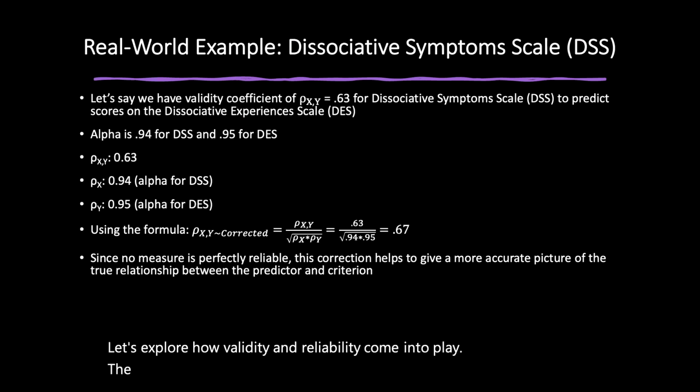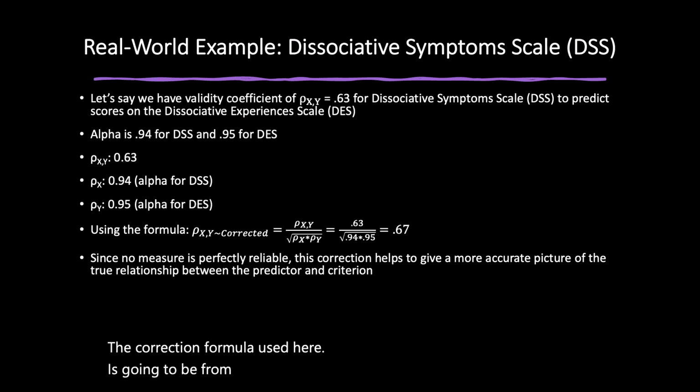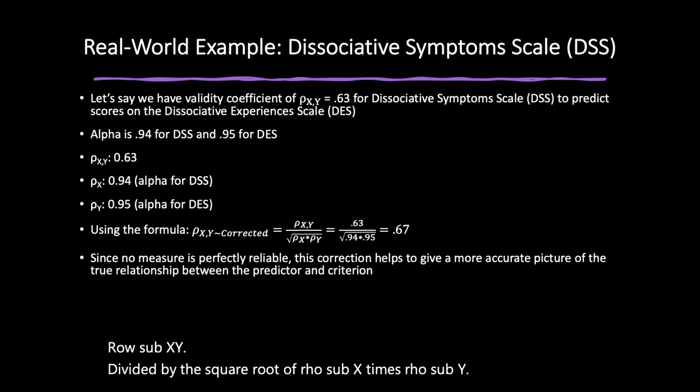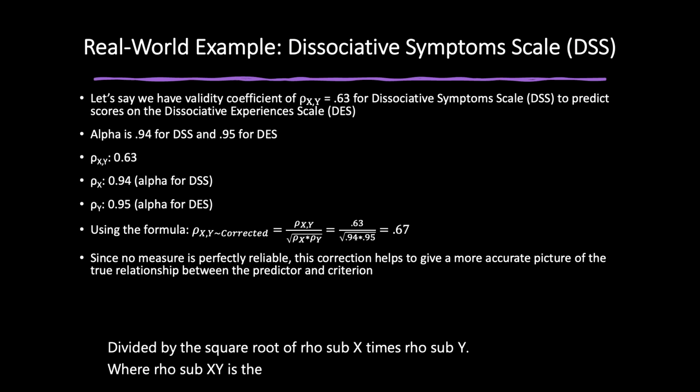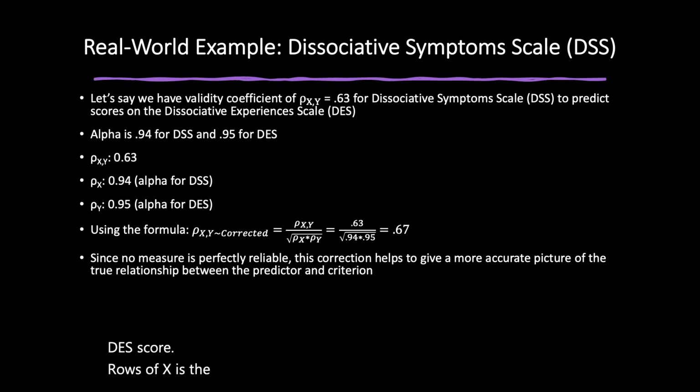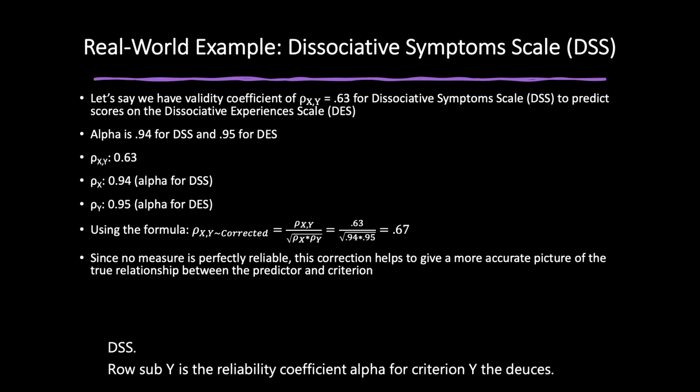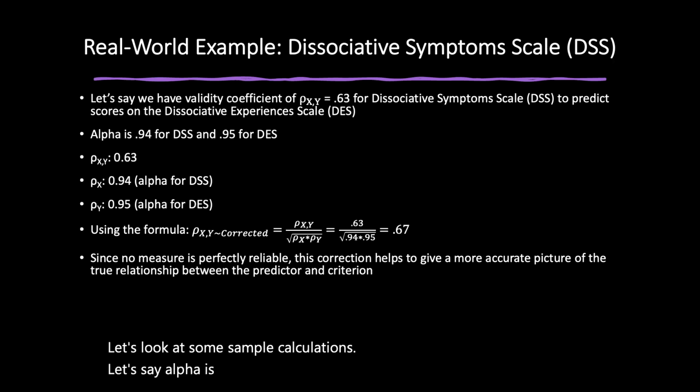The correction formula used here is going to be from the previous slide, rho sub xy divided by the square root of rho sub x times rho sub y, where rho sub xy is the original correlation between x and y, the DSS and DES score. Rho sub x is the reliability coefficient alpha for predictor x, which is the DSS. Rho sub y is the reliability coefficient alpha for criterion y, the DES. Let's look at some sample calculations. Let's say alpha is 0.94 for DSS and 0.95 for DES. We'll end up with rho sub xy being 0.63, meaning this is the validity coefficient.